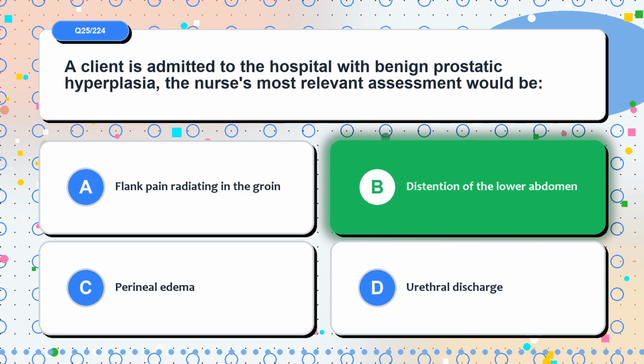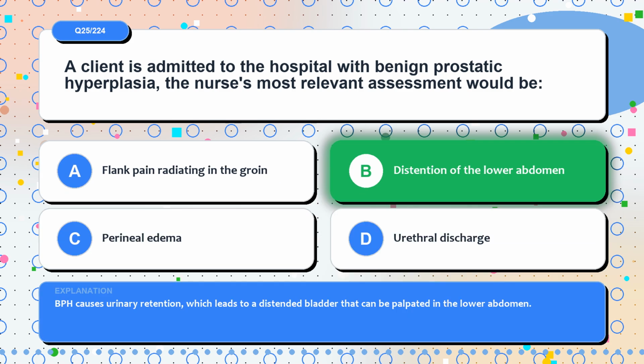The correct answer is option B. Distension of the lower abdomen. BPH causes urinary retention, which leads to a distended bladder that can be palpated in the lower abdomen.